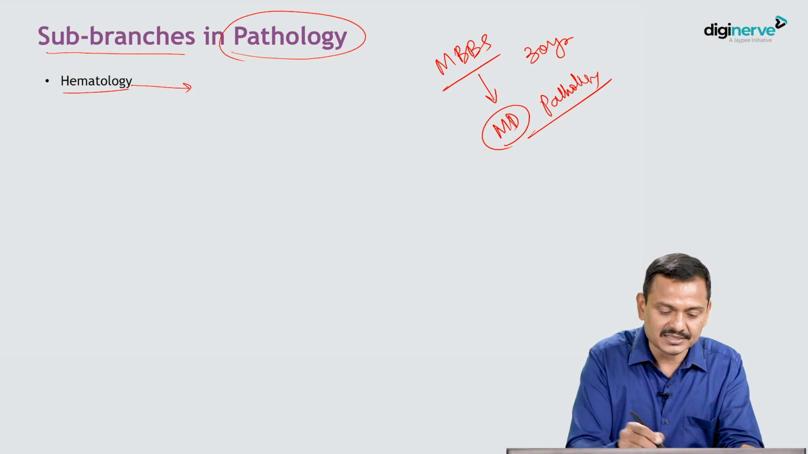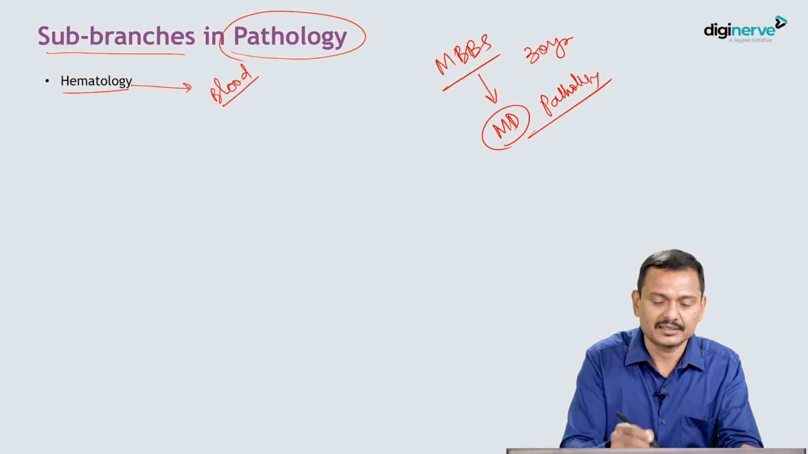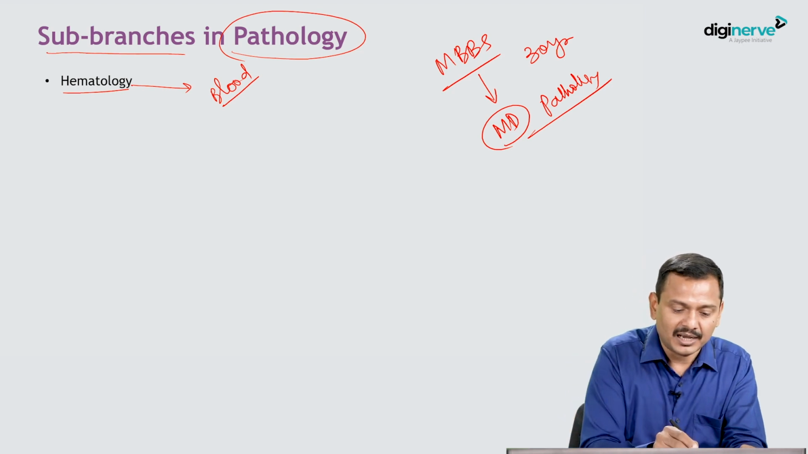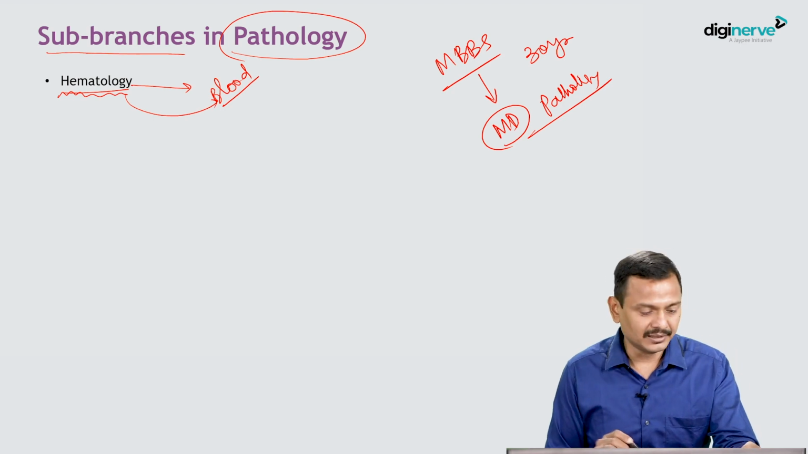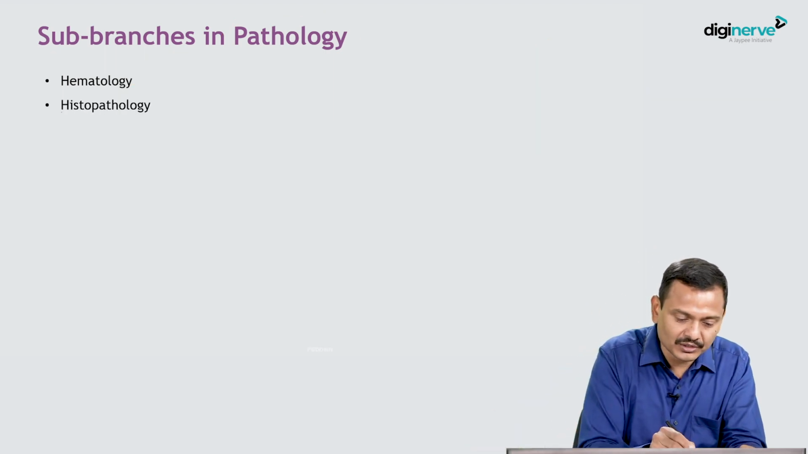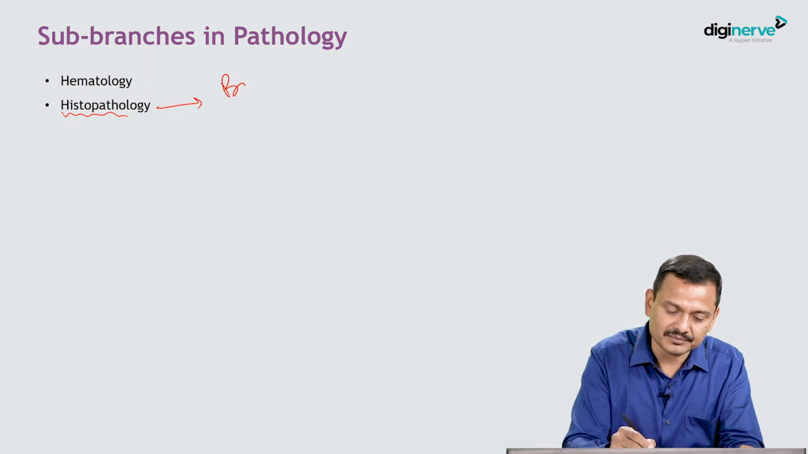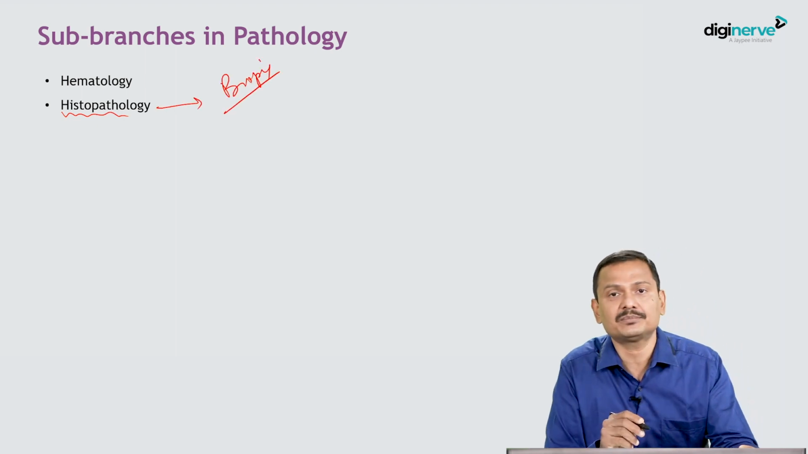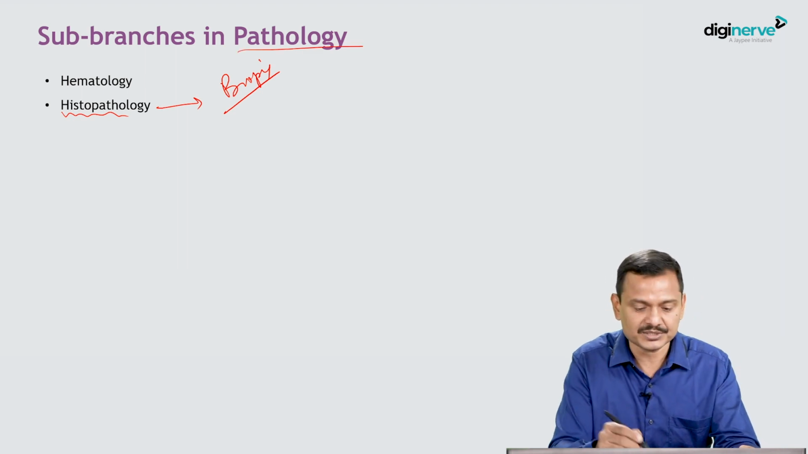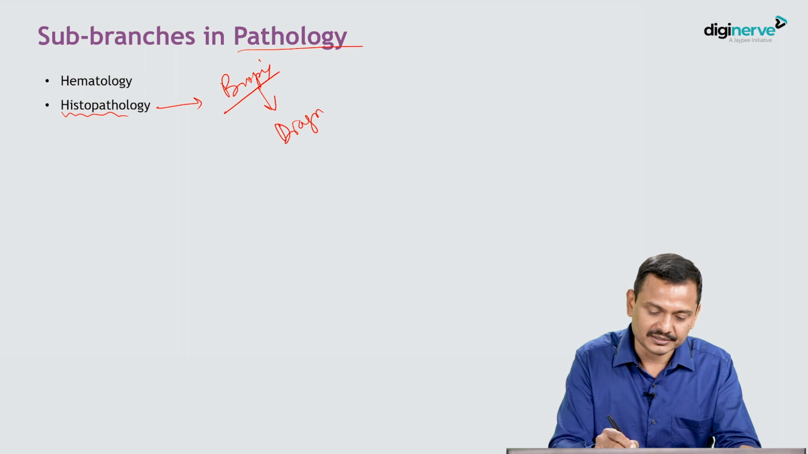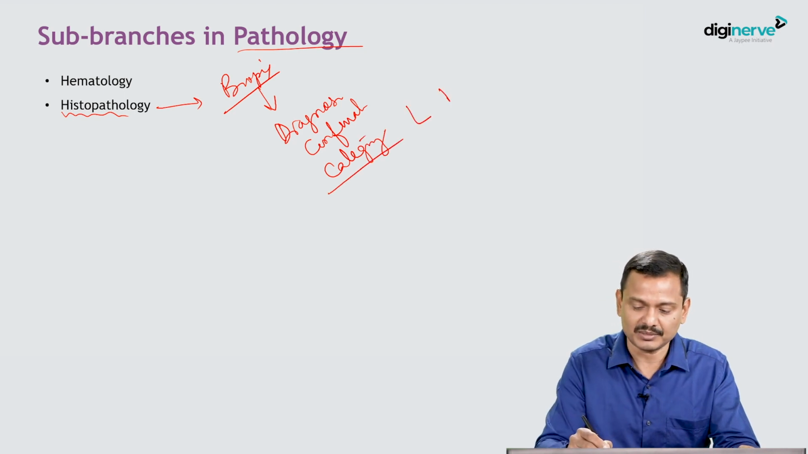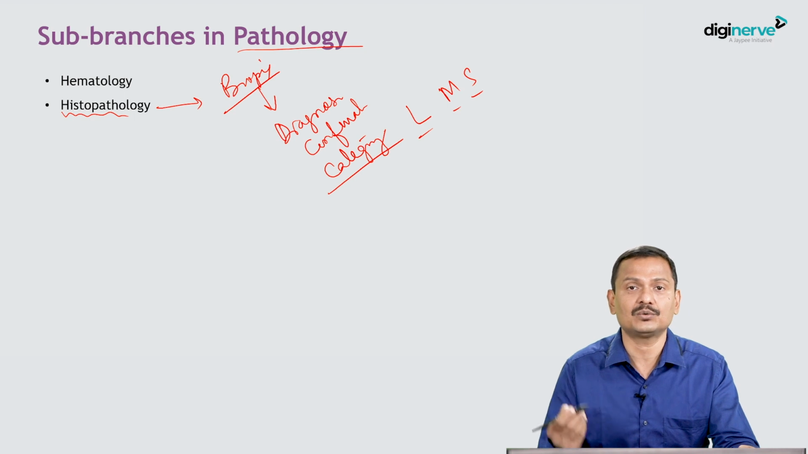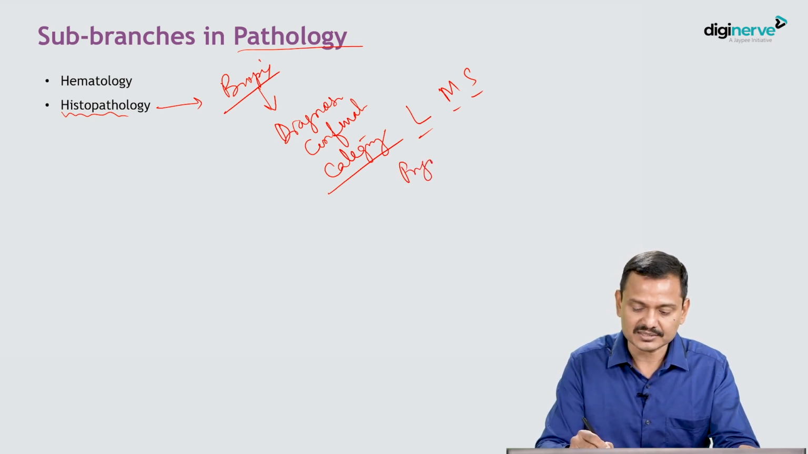Okay, and this is a branch that deals with blood related disorders. Okay, so people specializing in hematology will be looking only after blood related disorders. When we talk about histopathology, this deals with biopsy. Okay, this is a very important branch of pathology where we do a biopsy, and this biopsy is done for diagnosis, confirmation as well as categorization. Okay, so categorization means whether it is a lymphoma, melanoma, sarcoma, what is the tumor, how it will respond, the diagnosis as well as the prognosis.